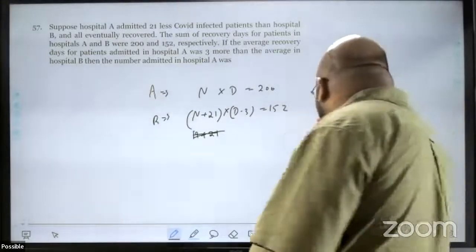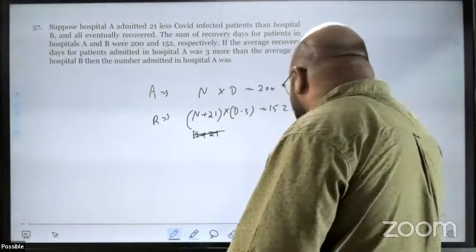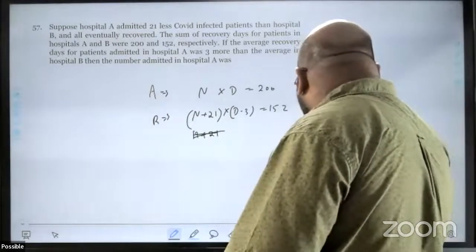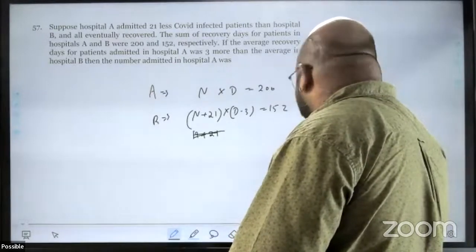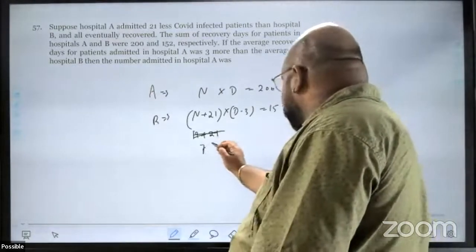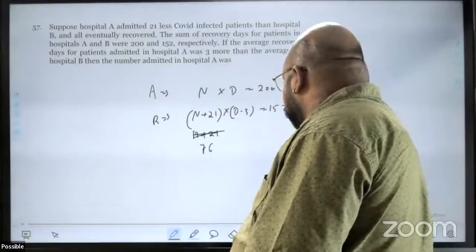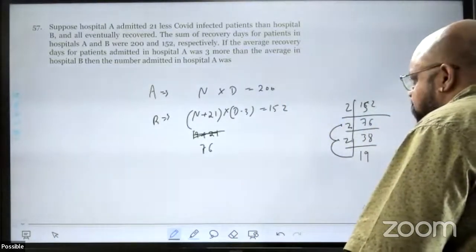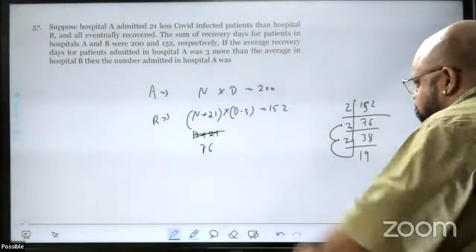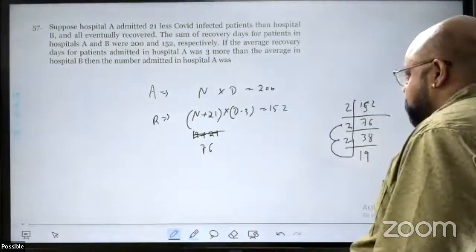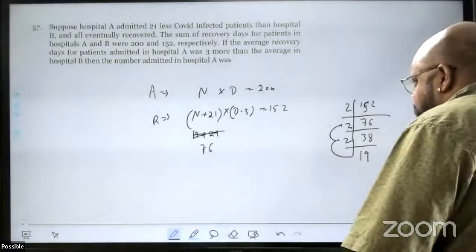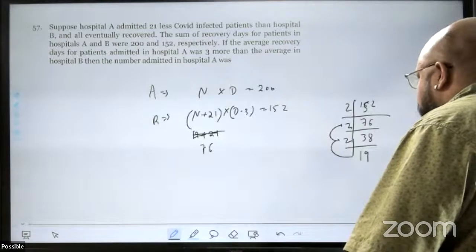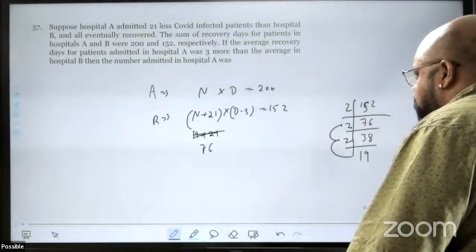If suppose we take, if n plus 21 becomes 19 into 2, 38 into 2, 76. So if this is 76, 76 will not help my cause. I subtract 21, it should be a multiple of 2 or a 5. 38 minus 21 is 17.